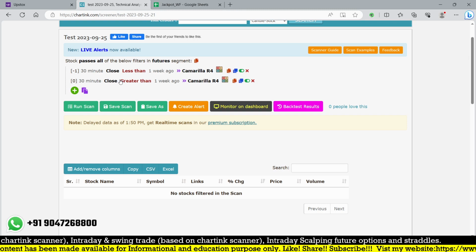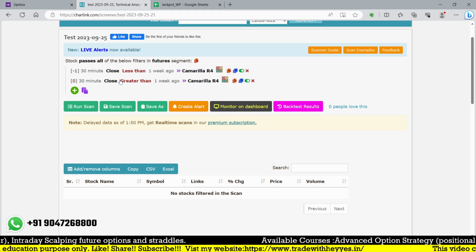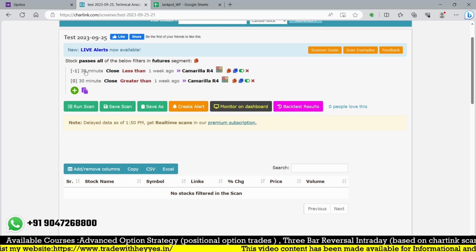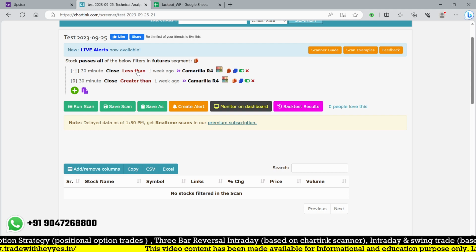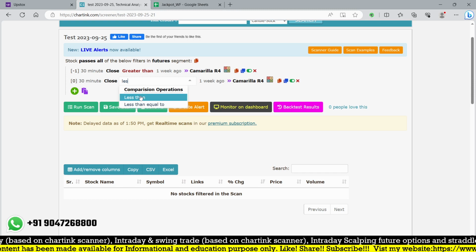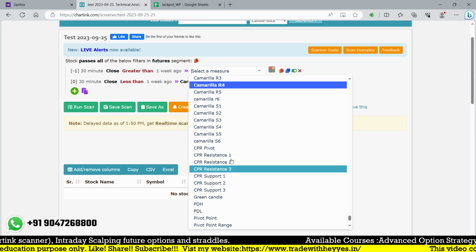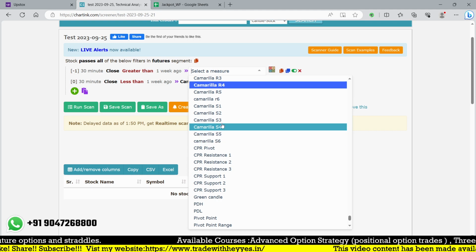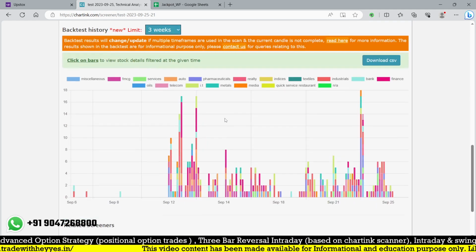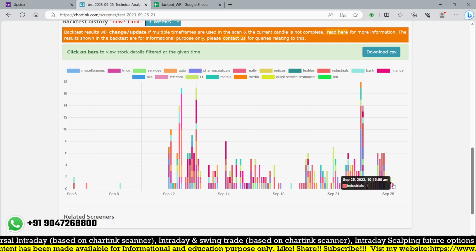The same thing we can use for Camarilla support 4, that is the S4 breakout. What we need to do here is 30 minutes close, or you can change it to 5 minutes according to your need. Here it should be greater than, and it should be less than, and we simply change it to S4. This was a request from my students. That's why we made this Camarilla S4. If you run the scan, we don't get any stocks, but recently, not today, yeah, I think it is today around 10:15.